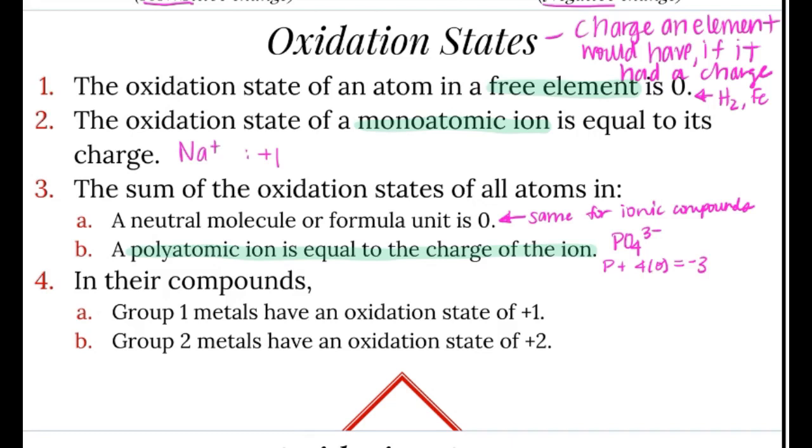Then when you're looking inside compounds, we've talked about free elements and monatomic ions, and everything has to add up to a certain number. Inside that compound, how can we give oxidation states to see that it adds up to 0 or to the charge? So first you're going to look for group 1 and group 2 metals. Group 1 metals always have +1, group 2 metals always have +2.